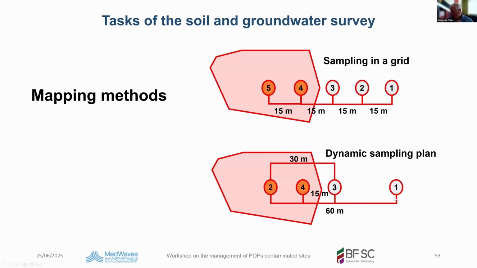cost and time. But be aware that normally the sequence of installing boreholes is from expected clean to expected contaminated to avoid cross-contamination. Here you deviate from this rule. That means that you have to clean your equipment very well in between boreholes, or use other equipment, an extra set. Cleaning your equipment from one borehole to the other borehole is important to avoid cross-contamination. Is this clear? Okay. So sampling in the grid and sampling with a dynamic sampling plan.